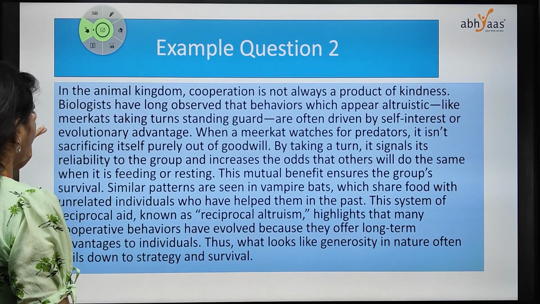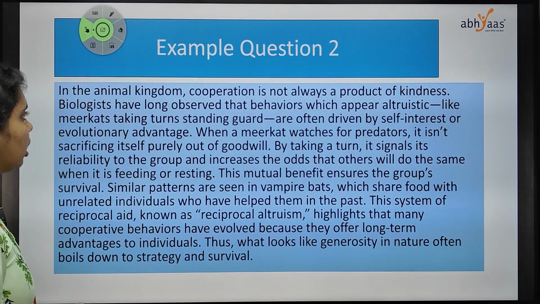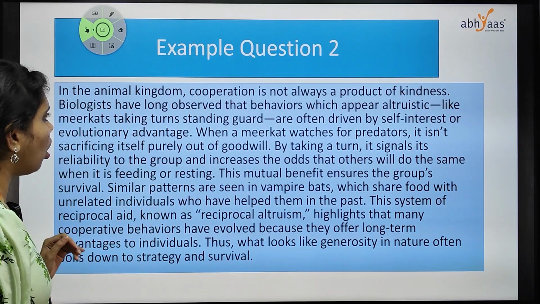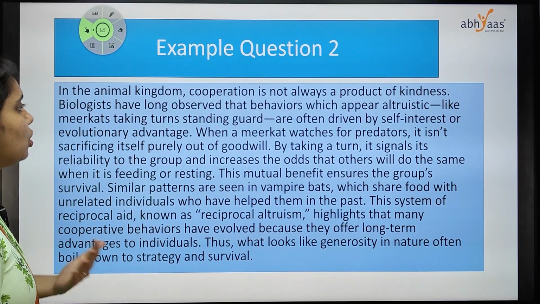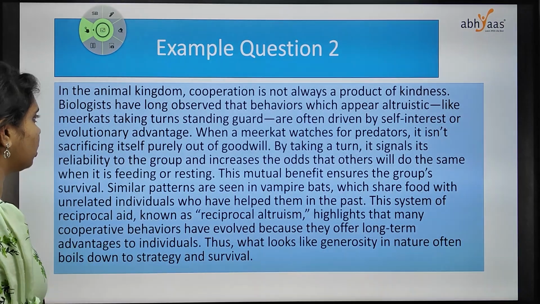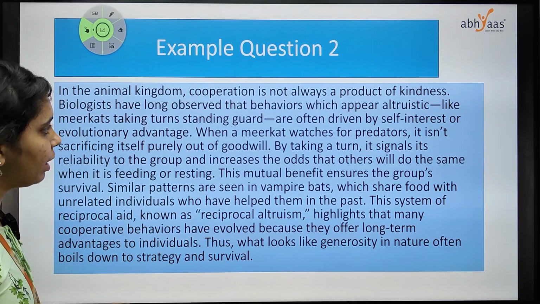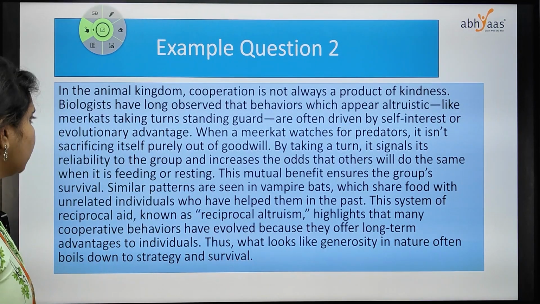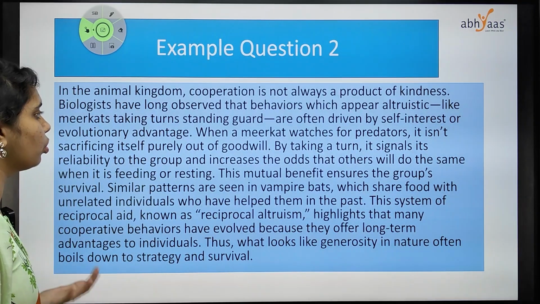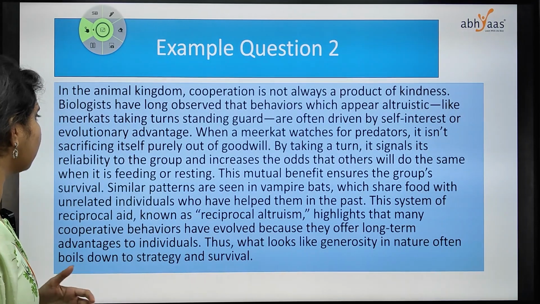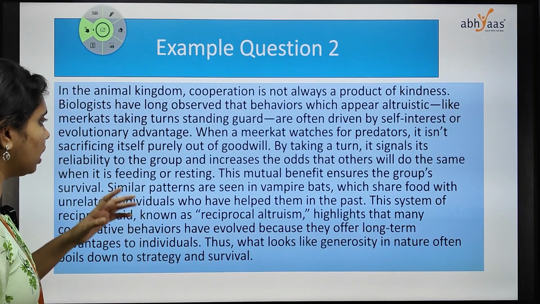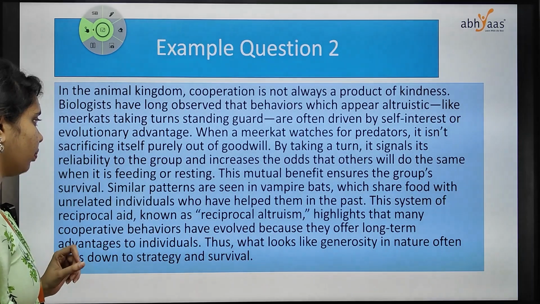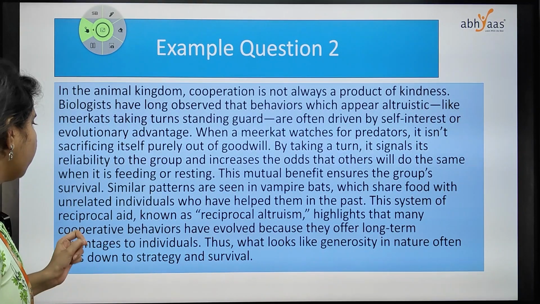Let's look at one more passage. In the animal kingdom, cooperation is not always a product of kindness. Biologists have long observed that behaviors which appear altruistic, like meerkats taking turns standing guard, are often driven by self-interest or evolutionary advantage. When a meerkat watches for predators, it isn't sacrificing itself purely out of goodwill. By taking a turn, it signals its reliability to the group and increases the odds that others will do the same when it's feeding or resting. This mutual benefit ensures the group's survival.